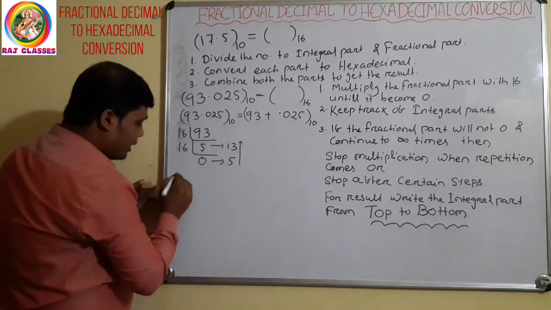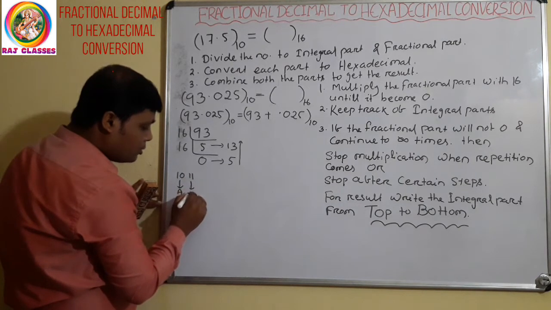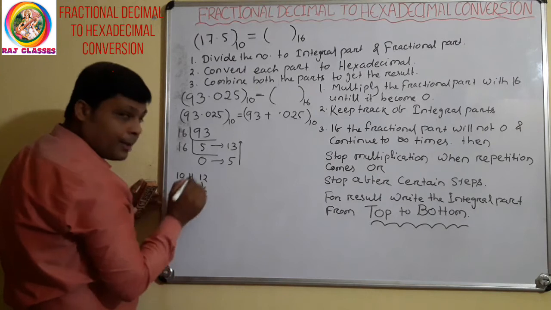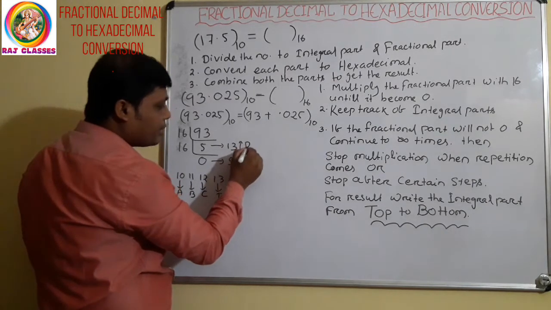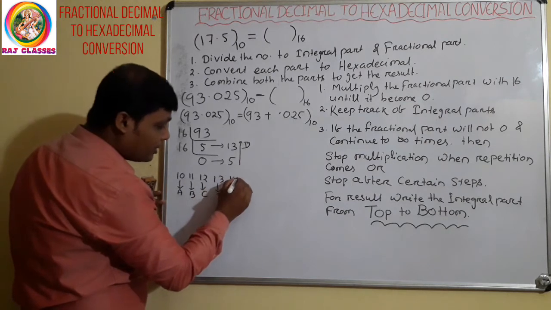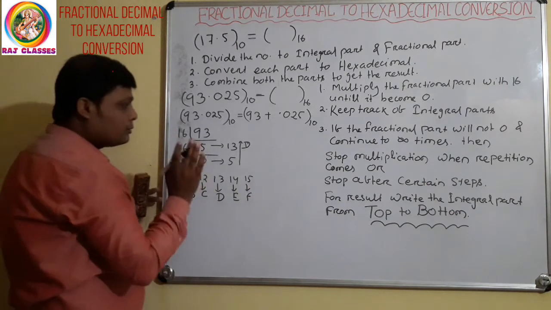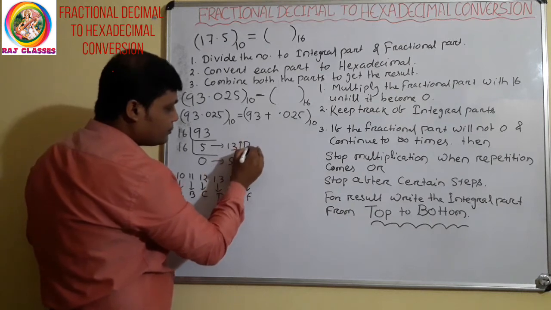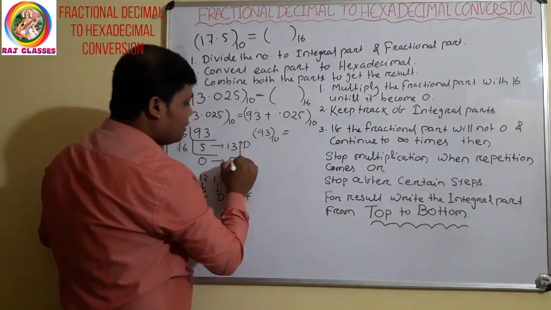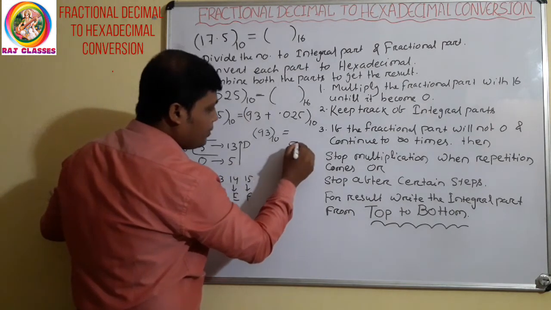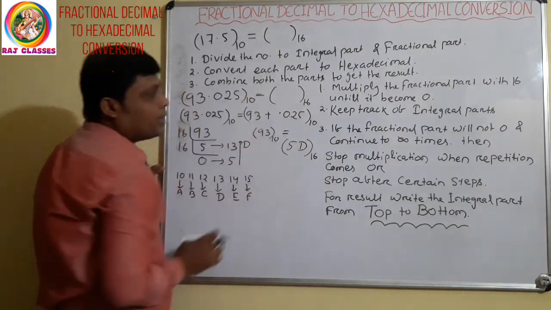I have already told that in hexadecimal, for 10 we use capital A, for 11 capital B, for 12 capital C, for 13 capital D. So for 13 here we use capital D. Similarly for 14 capital E, for 15 capital F. Clear? Now 93 base 10 will be 5D base 16.